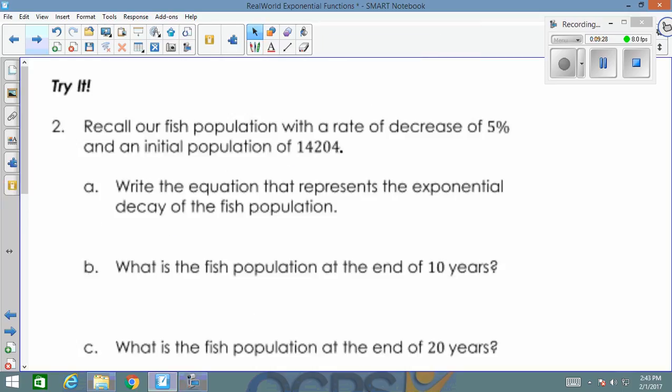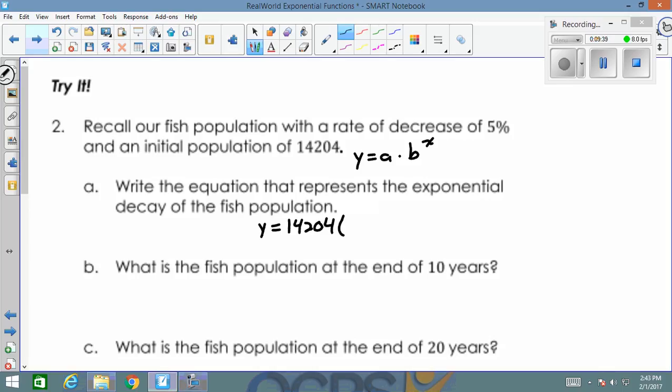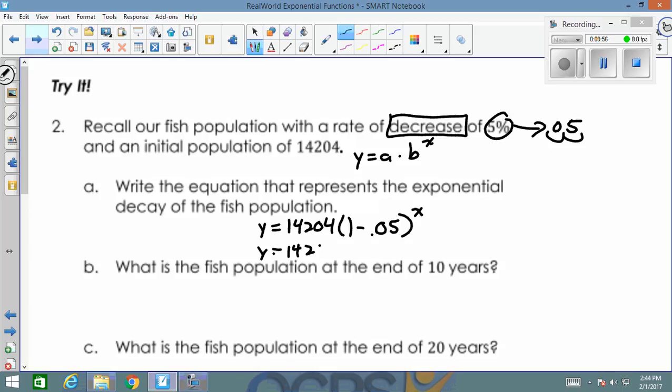So let's do another one. Again, we're writing the function, so it's y equals a times b to the x. Remember, a is our initial, so our initial for the population was 14,204, and it's times, since it's decreasing, we're doing an exponential decay, so it's going to be 1 minus our rate of 5%, which is 0.95 to the x power. So our function will be y equals 14,204 times 0.95 to the x.